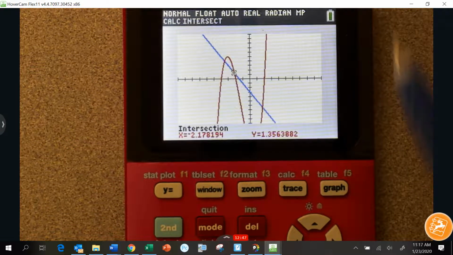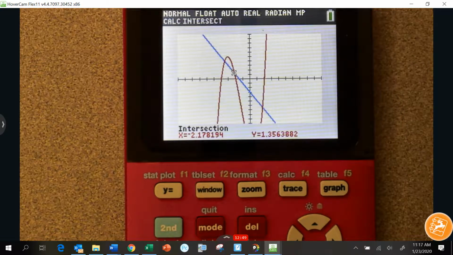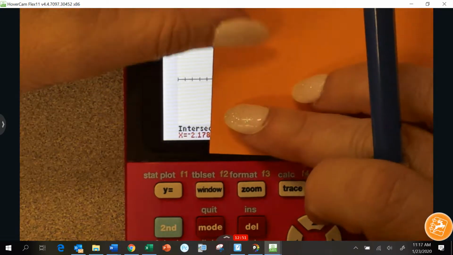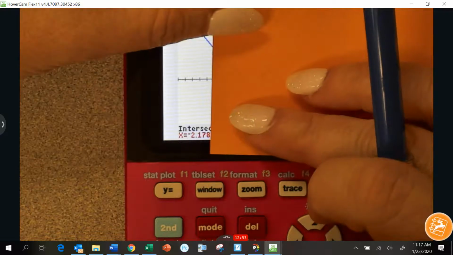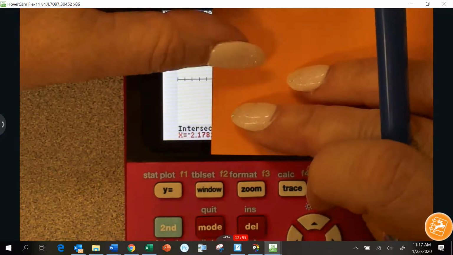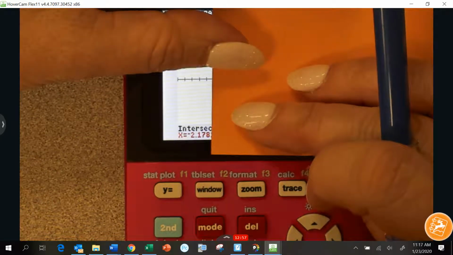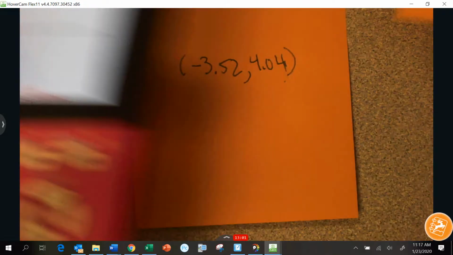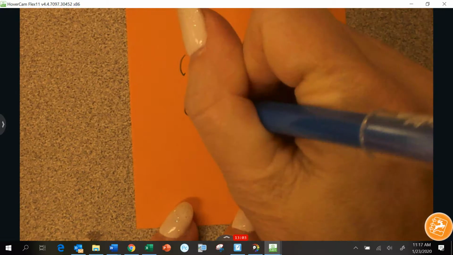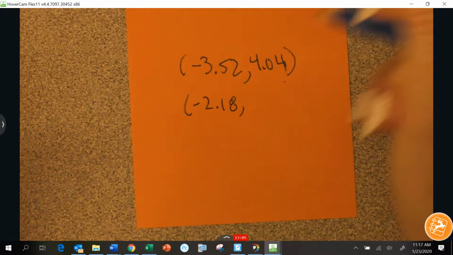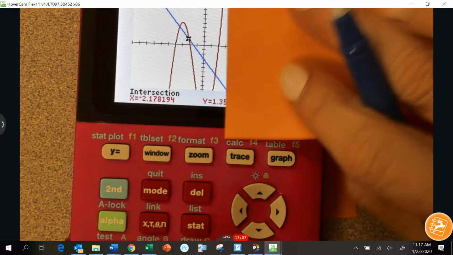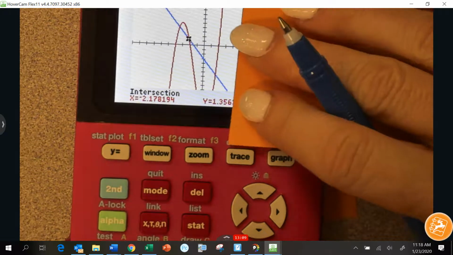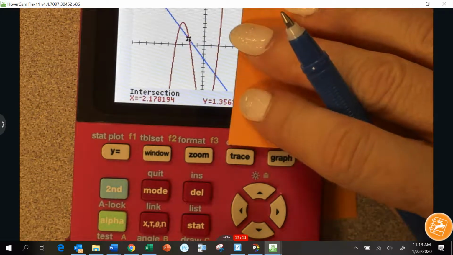And it's -2.178194. So I'm going to look at -2.178. What does the 8 tell me to do? Round up. -2.18. My Y value is 1.356. So what am I going to write down? Paige, what am I going to write down? 1.36. Yeah, 1.36.